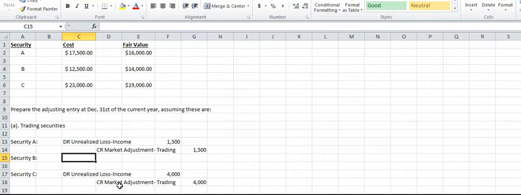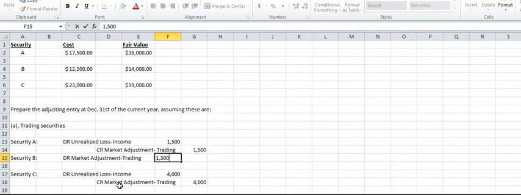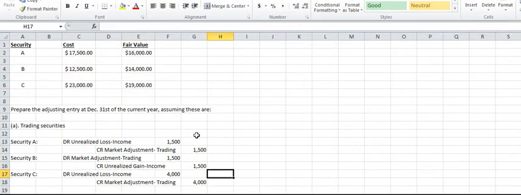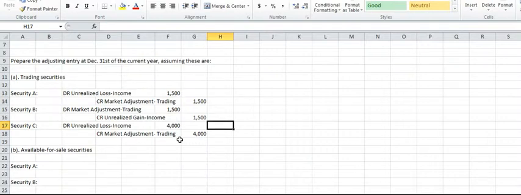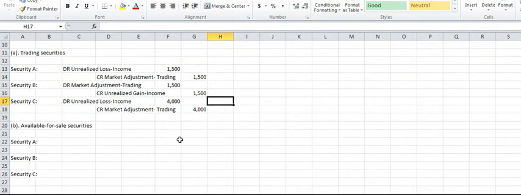So we're going to have our market adjustment will be in the debit category this time. It's still going to be trading, and that's going to be for $1,500. And then we're going to have a credit to unrealized gain income for $1,500. Okay, so those are the two scenarios. It's either going to go up or down, assuming they're trading securities that are going to be very short-term investments that we're going to turn over shortly. This is how it would look like.